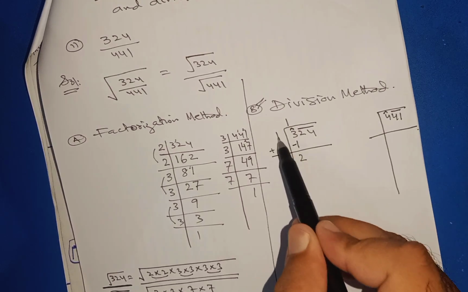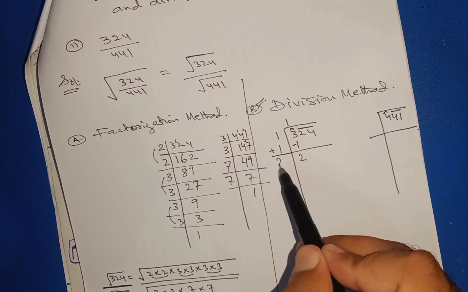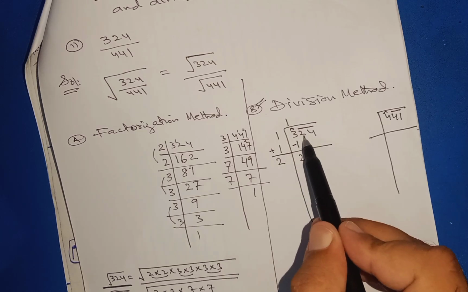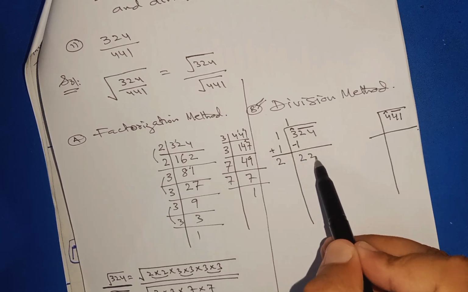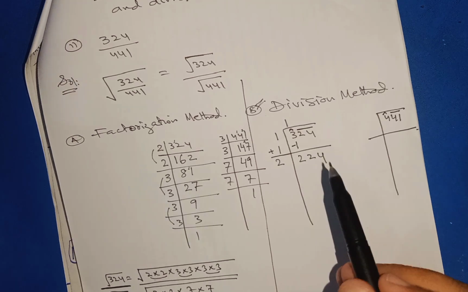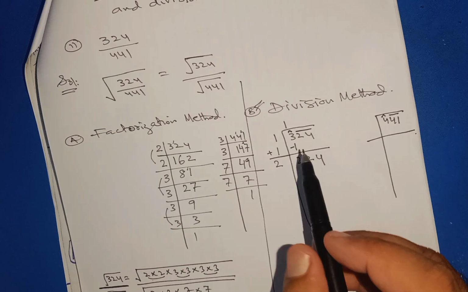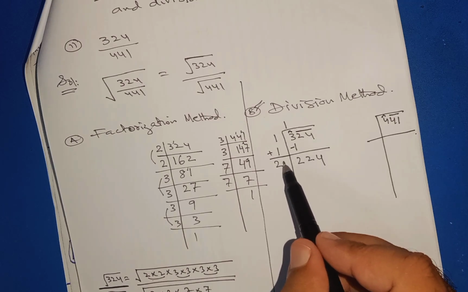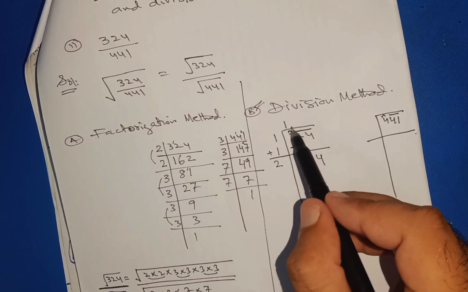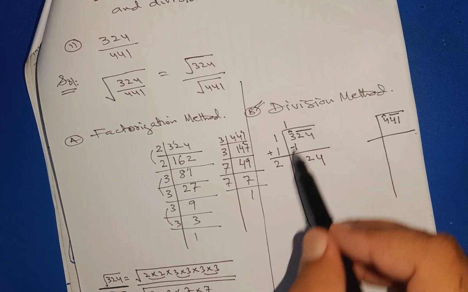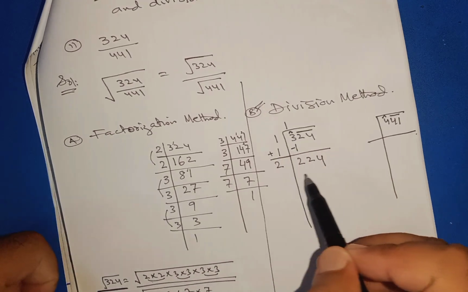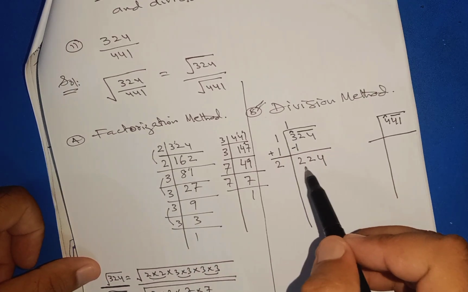So it's 1. Now we will add these two. 1 plus 1 is 2. 3 minus 1 is 2. We will take this 224 here. It's 224. Now we will think of a number which we will put here, and then we will write the same number here, and then multiply this number with this whole number. And we want to get this 224.